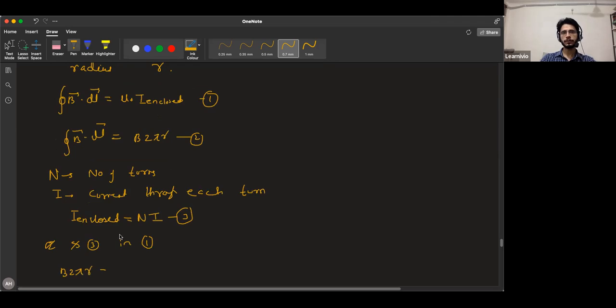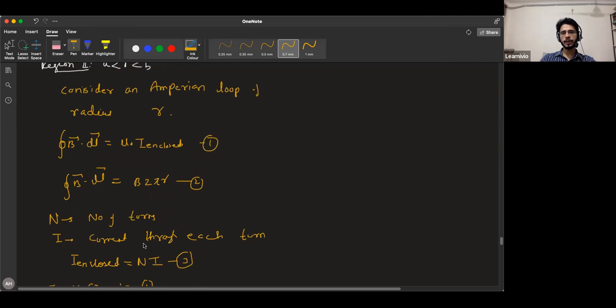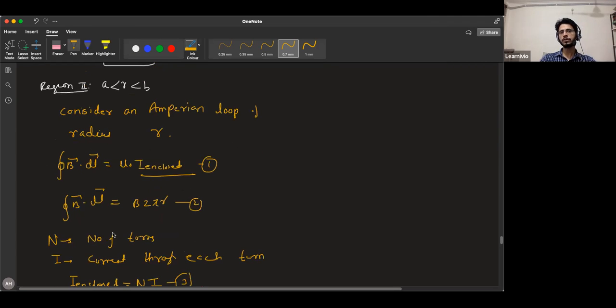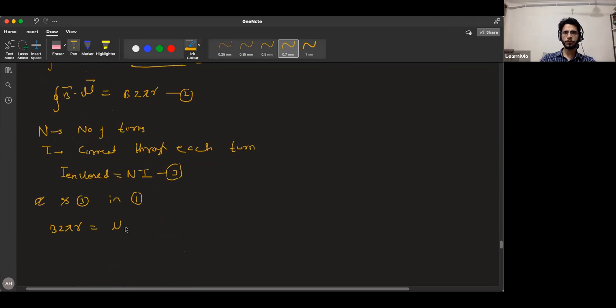B into 2 pi r. I enclosed is Ni. So instead of I enclosed, I will substitute Ni. It's mu naught Ni. So your B comes out to be mu naught Ni by 2 pi r. This is the magnetic field in region 2.